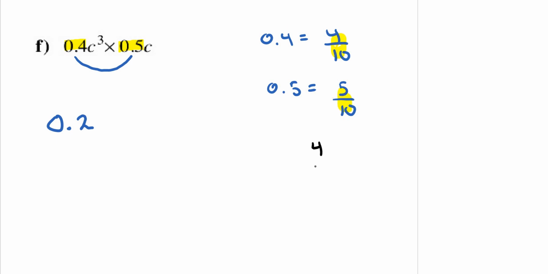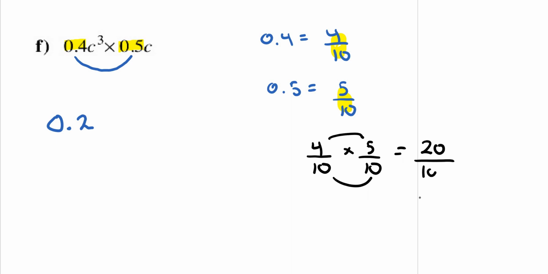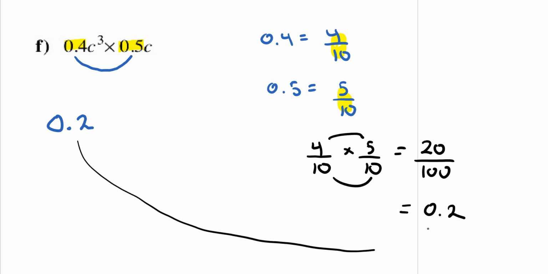So let me just do this very quickly here. So 4 out of 10 times 5 out of 10. And 4 times 5 is going to be 20. And 10 times 10 is going to be 100. So 20 out of 100 is 20%, which is 0.2. So that's how you get the 0.2 if you weren't sure how to multiply the decimals there.